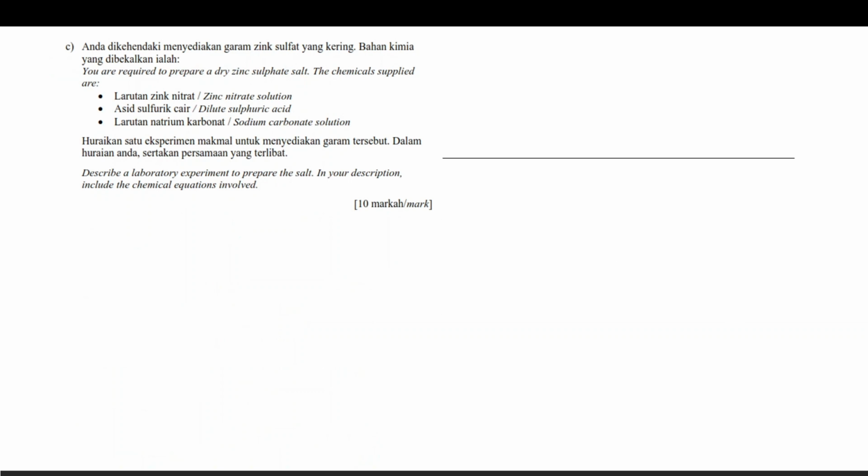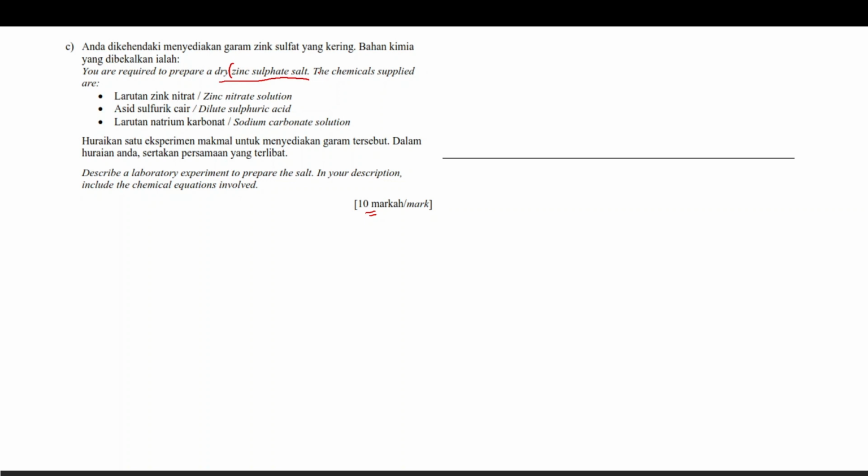Okay, next question. You are required to prepare dry zinc sulfate salt. The chemicals supplied are zinc nitrate, dilute sulfuric acid, and sodium carbonate solution. Describe a laboratory experiment to prepare the salt. In your description, include the chemical equations involved. So here 10 marks.